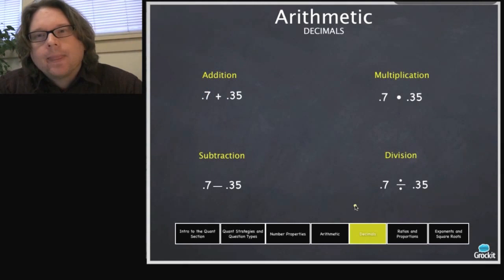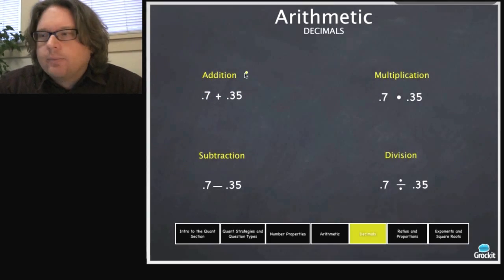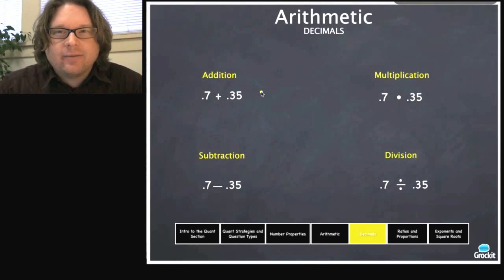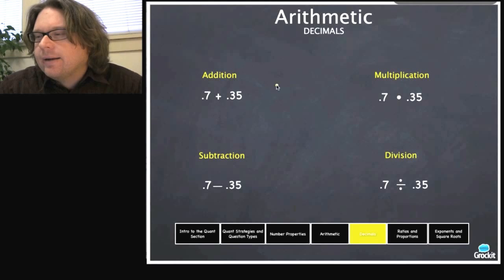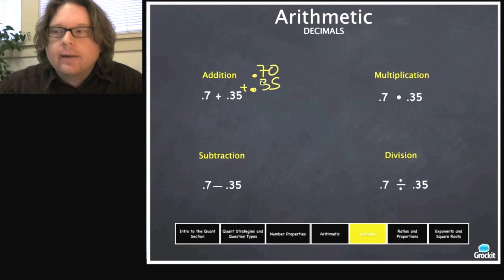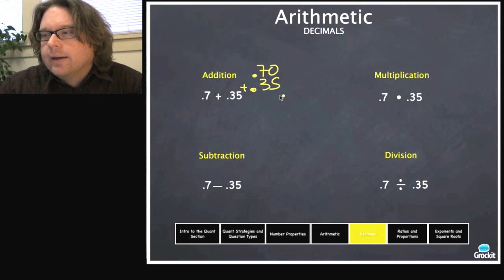Decimals. The main thing is keeping track of your decimal places. When in doubt, add dummies, in the sense of placeholders. So when you're adding 0.7 and 0.35, you may want to make it 0.70 plus 0.35 to make sure that you keep the 7 lined up with the 3 and not inadvertently make it into something like 0.42. It actually needs to be 1.05.